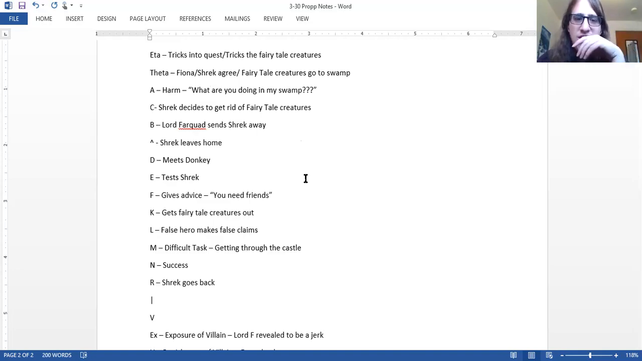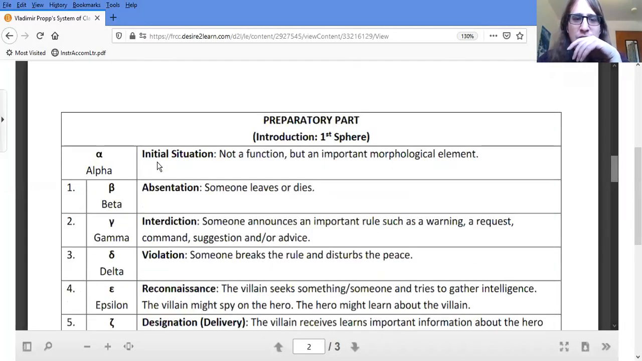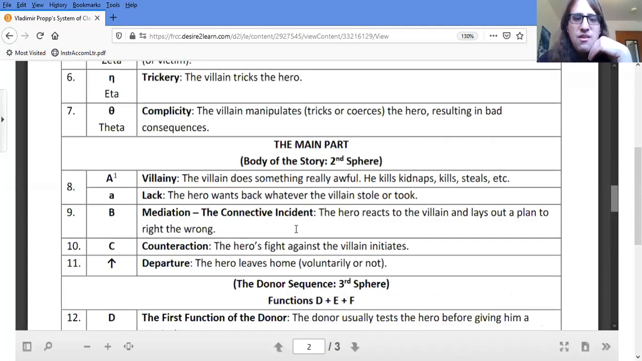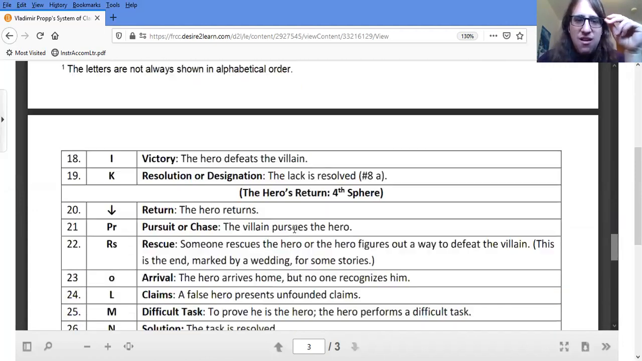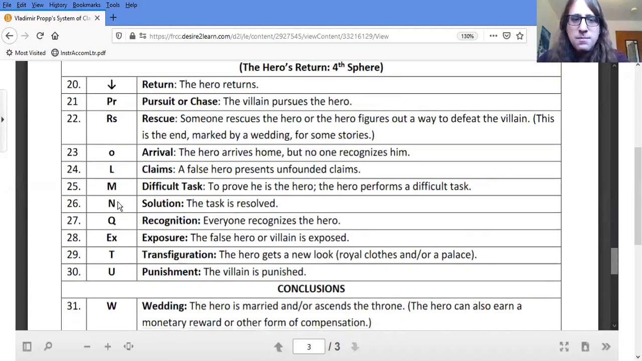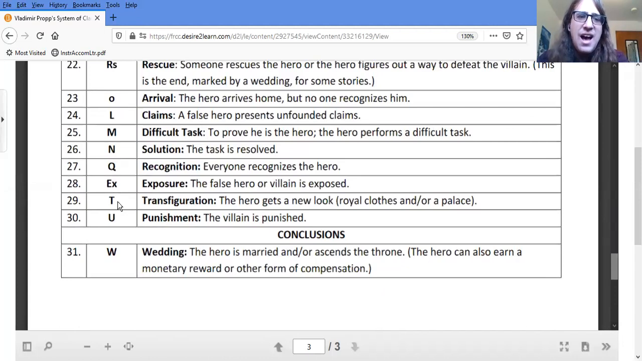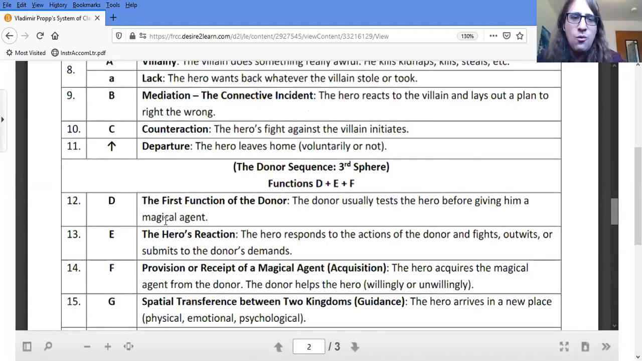Now, if we go back here, this handout will give you all the different things here. So this will explain what each of these functions is and give you the quick little name and letter for them. If you can remember the letters, I find it helpful. You don't have to have every letter memorized necessarily, but just a sense of how they're going in an order and how that all works.